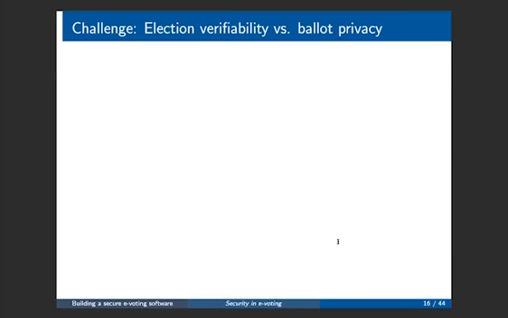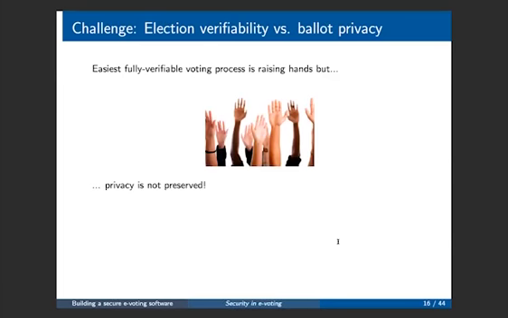So I'm sure you agree with me that if we do some kind of hand-raising process, then it's completely verifiable in the sense that we can just count how many hands are raised, and we can see who's voting for what. So therefore we can check that the tally, the final result of this election, let's say, is correct. But then of course, this is not private, right? Because we are seeing who's voting for what.